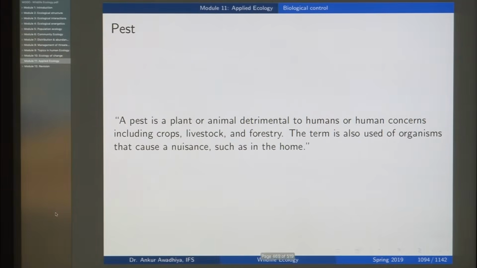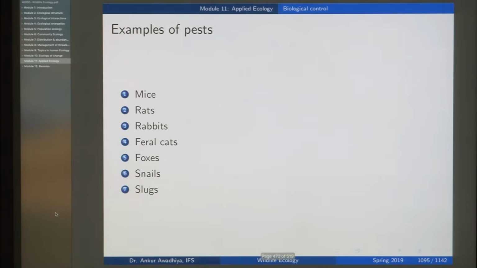Next, we looked at biological control. So we started with pests. A pest is a plant or animal that is detrimental to humans or human concerns, including crops, livestock, and forestry, and this term is also used for organisms that are a nuisance.